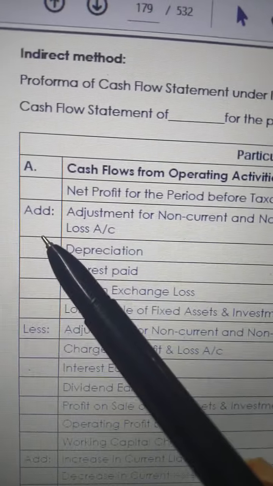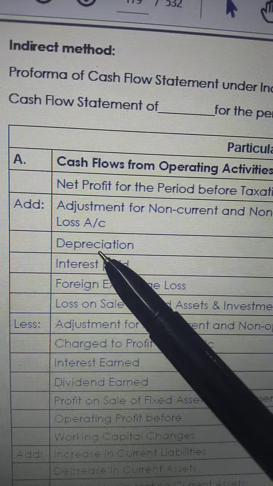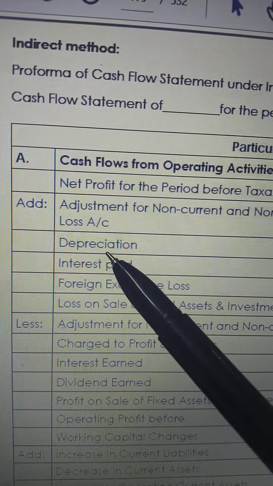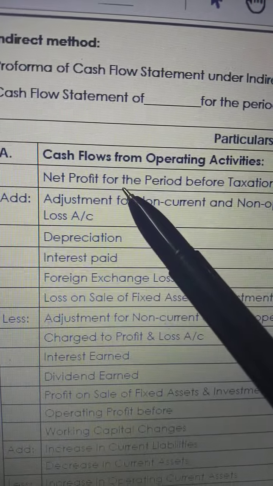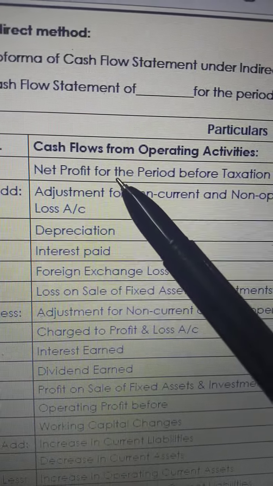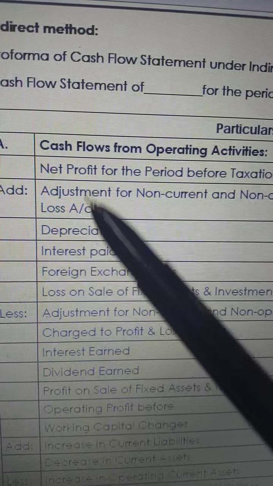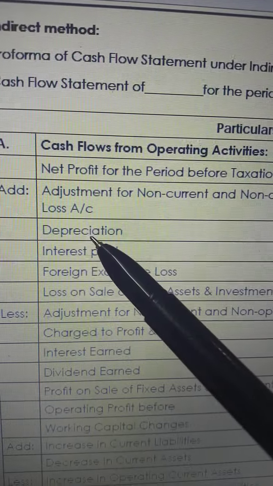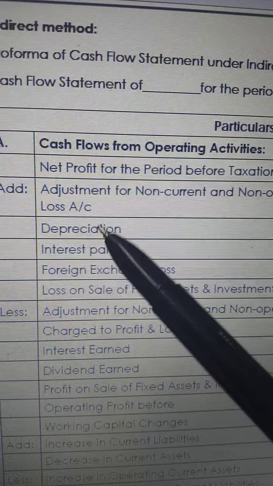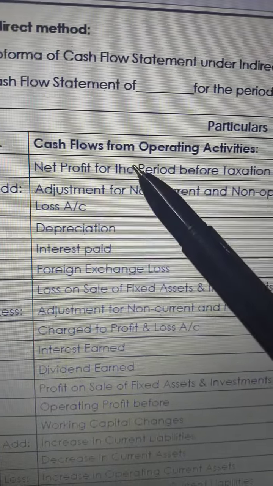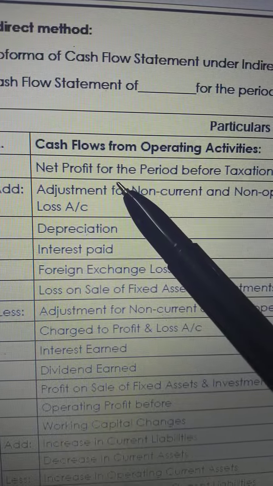Because depreciation is an expense, but whether it is a cash expense or a non-cash expense? It is a non-cash expense. So if I debit my depreciation, what will happen? My net profit will be reduced. If I add back my depreciation, my net profit will be increased. Why am I adding this depreciation? Because this is a non-cash expense. Actually, I did not spend anything, so my profit will be increased. So I am adding.